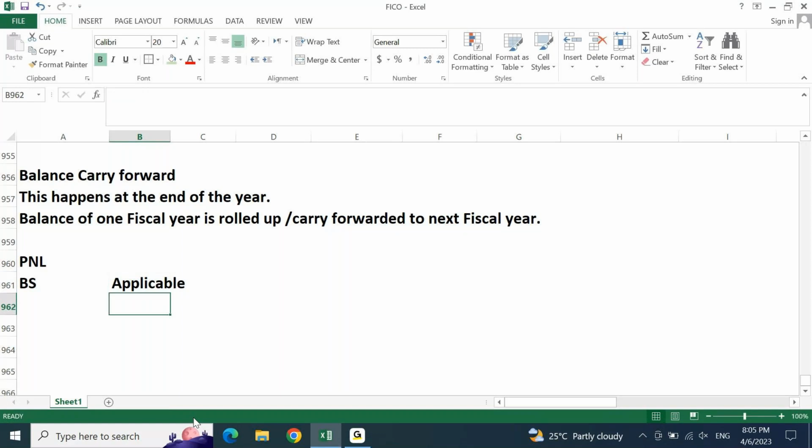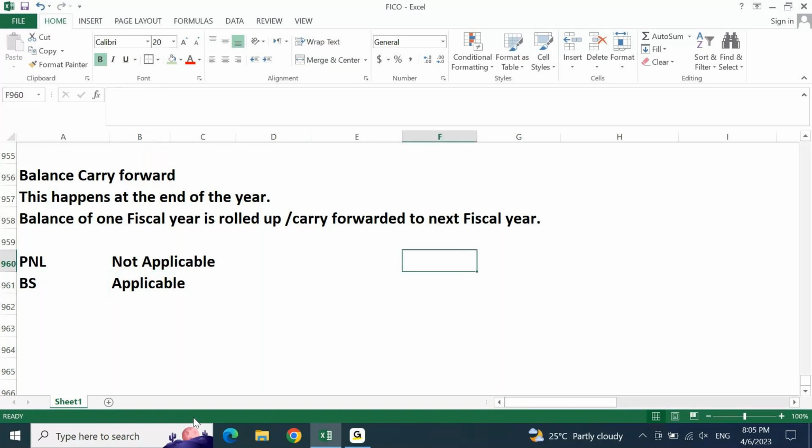Applicable for P&L? This is not applicable. Why? On the liability side it will be applicable. P&L is only for expenses and incomes. Here we have to carry either a profit or loss to the balance sheet, on the liability side. We have to add it as reserves and surplus, right? Correct.